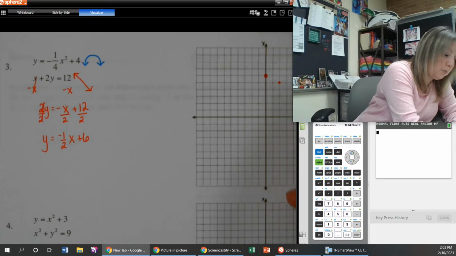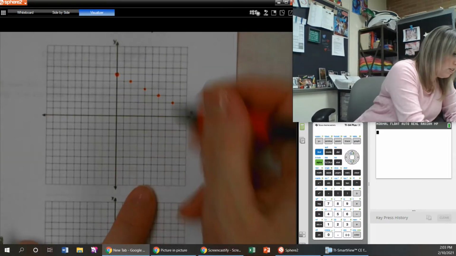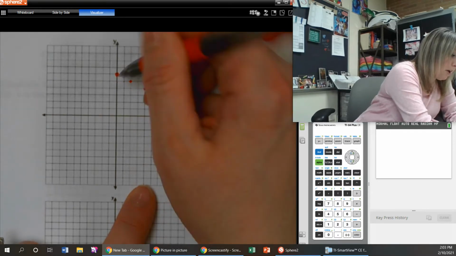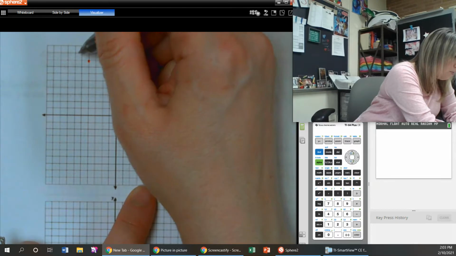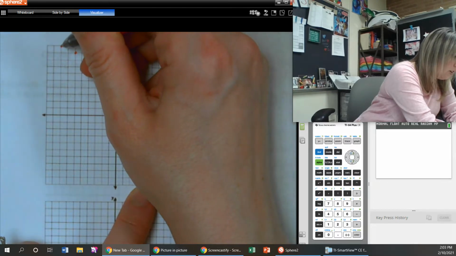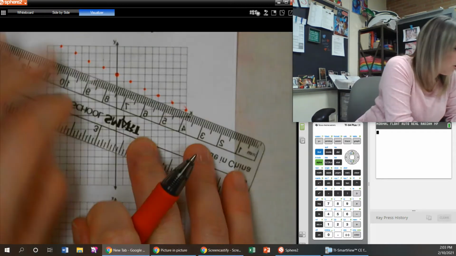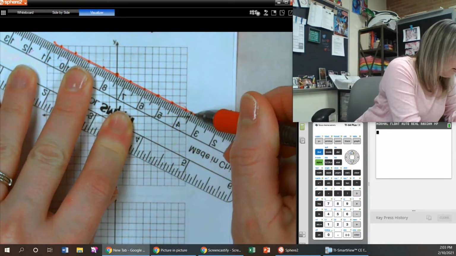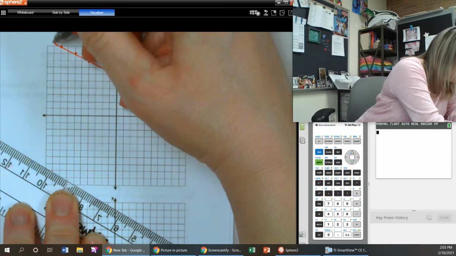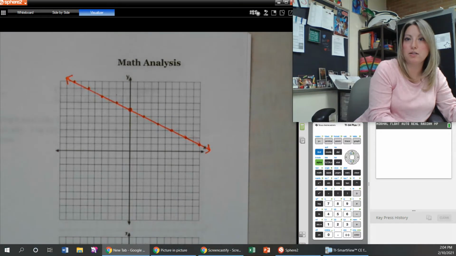I know you can't see my screen anymore, I'm covering it a little. Down 1, right 2. And then head back, up 1, left 2, up 1, left 2. As long as one of your moves is in the negative direction, you have a negative sloped line. And of course, we connect a line with a straight edge. I'm going to wait to label my line until after I get my parabola on here.